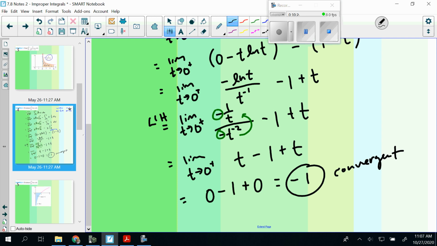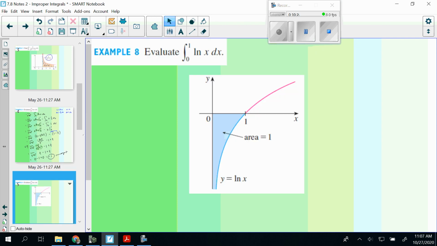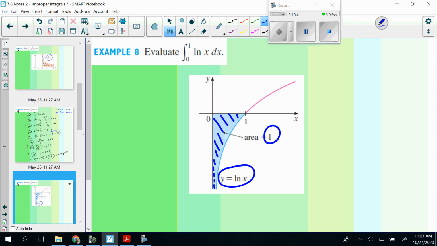Exact area is going to be negative 1. To see a picture of this one, here's the graph of natural log of x. You can see again, like we talked about with some of those limits, that it's approaching negative infinity as you approach 0 from the positive side. The exact area here would be 1, but because it's underneath, we know that the answer comes out to be negative 1.